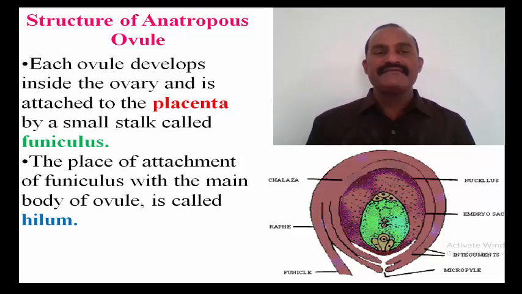Each ovule develops inside the ovary on a highly specialized nutritive tissue called the placenta. It is attached to the placenta with the help of a small stalk-like structure called the funicle. Here you can see the funicle attached to the ovule on one side, and on the other side it is attached to the nutritive tissue, the placenta. The place of attachment of the funicle to the main body of the ovule is called the hilum. Here you can see the region where the hilum is present.